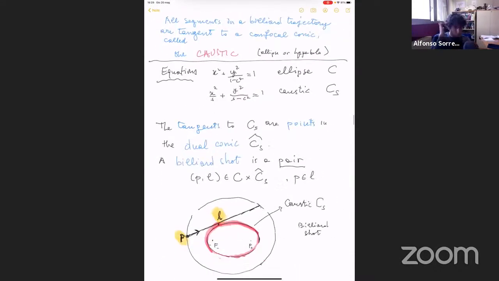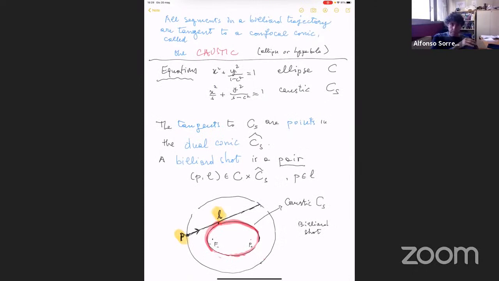Here I have written equations, for instance, for the ellipse, x squared plus y squared over 1 minus c squared equals 1. Here is another equation for the family of caustics. This depends on the parameter that I called S. So now let me illustrate the relation between the elliptical billiards.